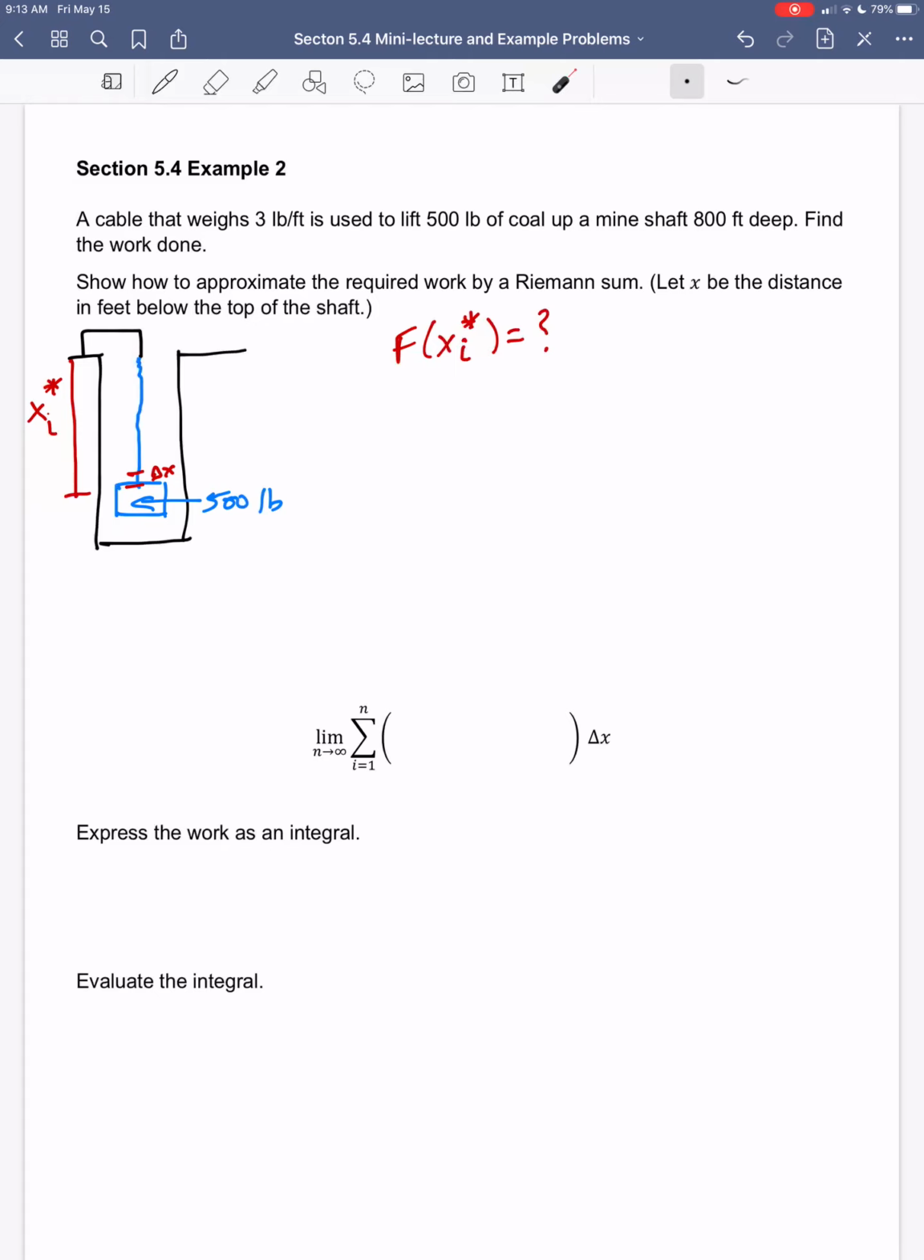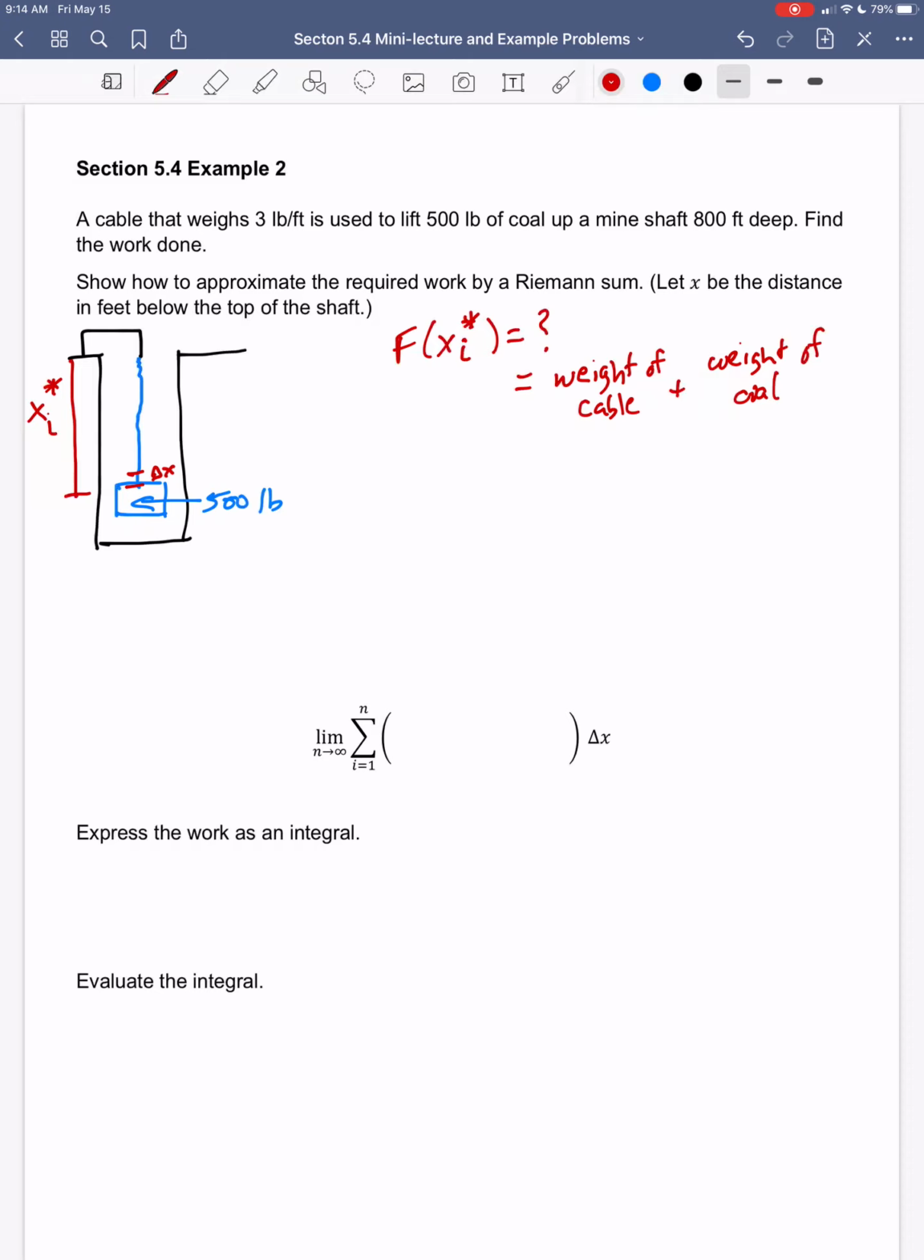800 feet deep, 3 pounds per foot, that would be 2,400 pounds of cable at the beginning that has to be lifted up. So this force function has two components. We need the weight of the cable plus the weight of the coal. Now the weight of the coal doesn't change. That's always the same, but the weight of the cable does change here.